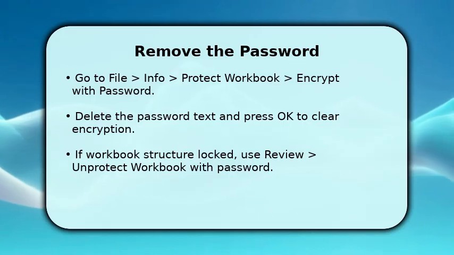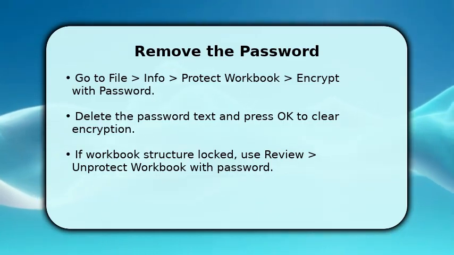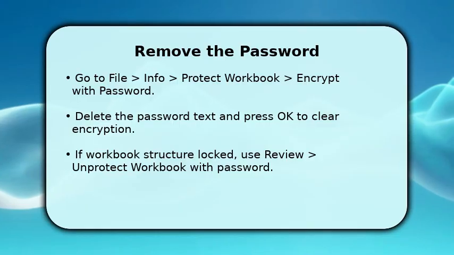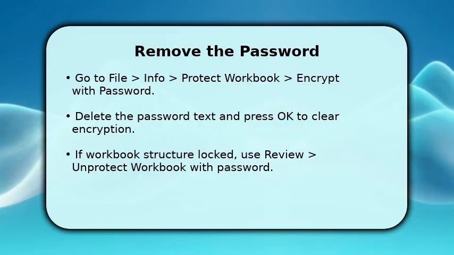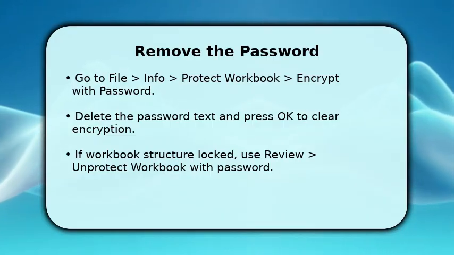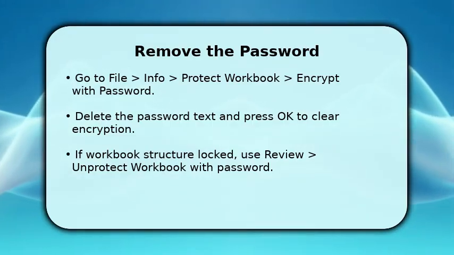If the workbook structure or sheet is separately protected, go to the Review tab and choose Unprotect Workbook or Unprotect Sheet, enter the same password, and confirm. This clears both file encryption and structural locks when you supply the correct password.